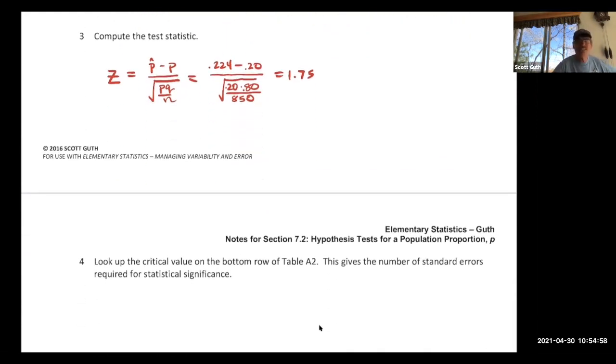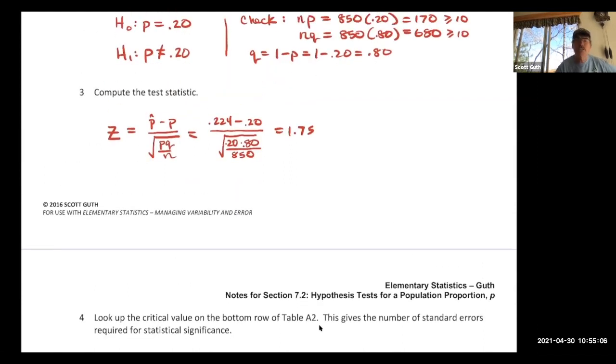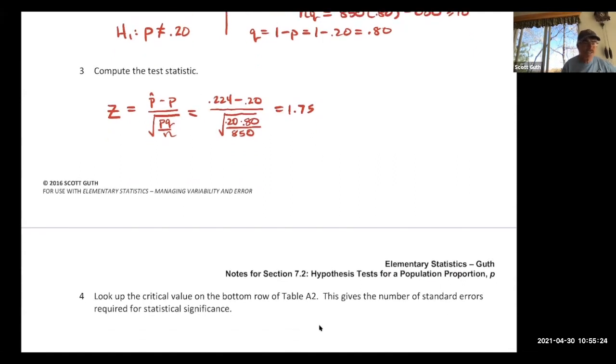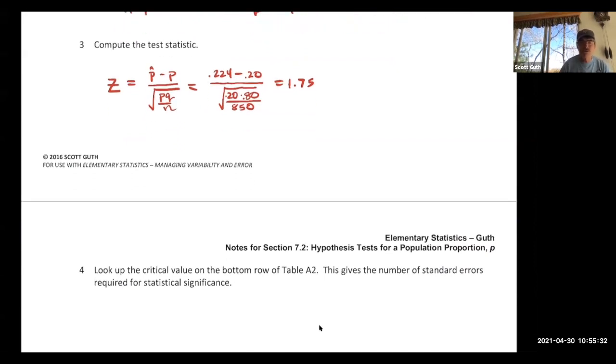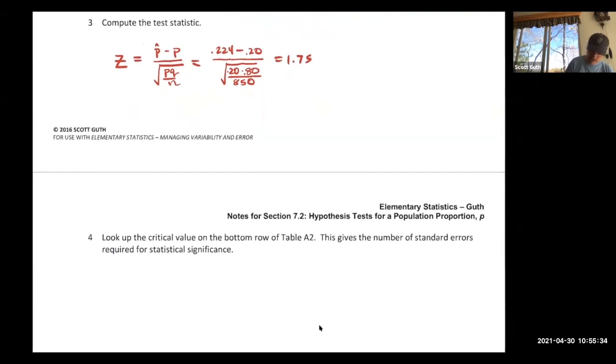Okay, any questions? So this one's looking less significant than the last one. We're 1.75 standard errors different from 20%. And the problem with that is that this 22.4% is only 1.75 standard errors from 20%, which might be within the margin for error on this one. So all of a sudden, this doesn't look very significant in terms of how different they are. But the next step tells us how many standard errors we need for statistical significance.